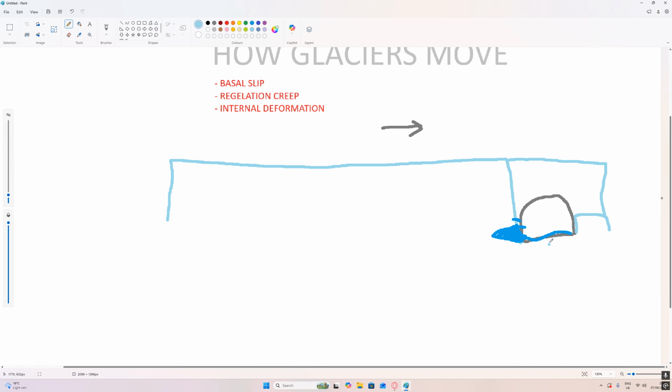This is the process of regelation creep. It's the melting of glacial ice when it reaches an obstacle as the glacier is advancing, and it's the refreezing on the other side of that obstacle. Okay. So next we're going to do internal deformation.